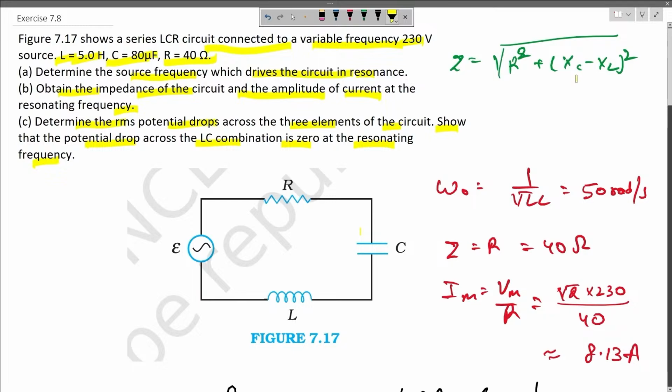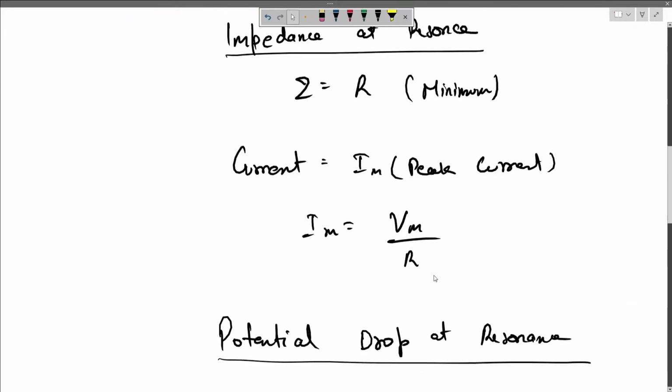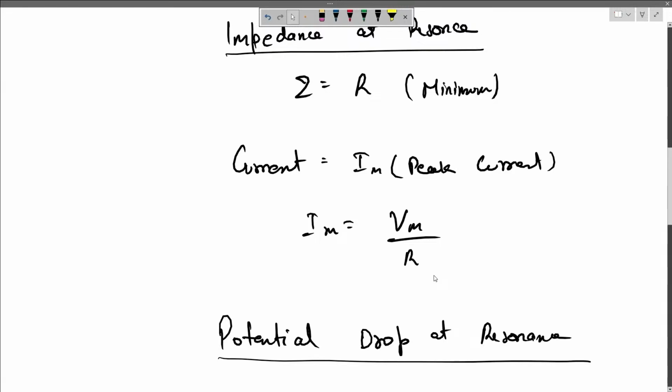square plus capacitive reactance minus inductive reactance whole squared. Now at resonance XC equals XL, this quantity becomes 0, so Z is equal to R. So at resonance, the impedance is equal to R, or Z equals R. Now current at resonance is given by voltage divided by the impedance or the resistance, and the peak current similarly is defined by the peak voltage divided by the resistance.